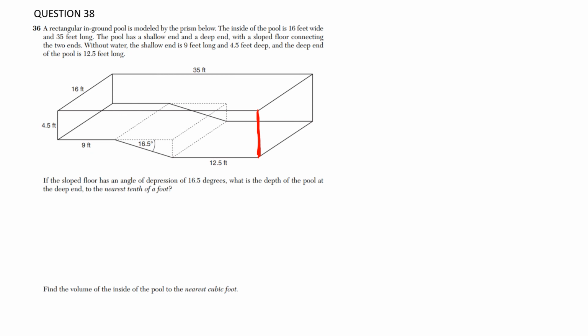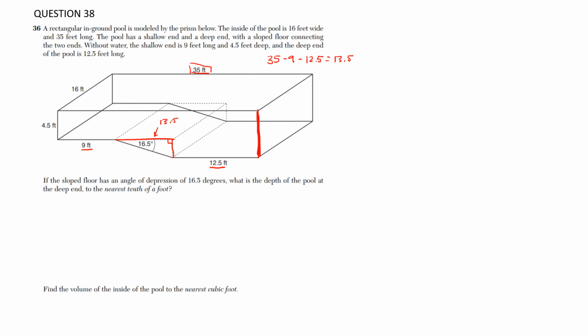So looking at the sloped portion of the pool, we can see that it's a simple trigonometry problem. We can isolate this, and it's just a right triangle. Let's do some trigonometry. We know this leg, because we're given 9 feet here and 12.5 feet here, with a total length of the pool of 35 feet, we can find the length of this leg by doing 35 feet minus 9 feet minus 12.5 feet, to get 13.5 feet.